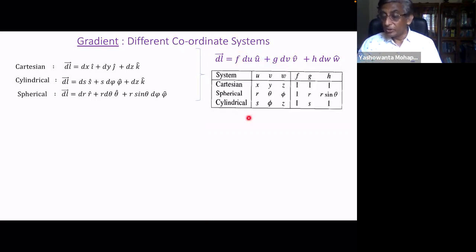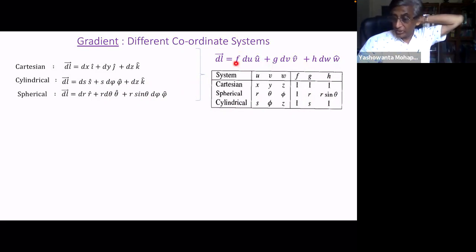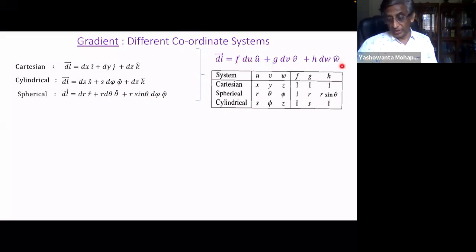And so f, g, h are the weights which make the differential element have the dimension of length. In Cartesian coordinates, of course, the f, g, h are all one. That's why dl is dx, dy, dz. In spherical, u is r and v is theta and w is phi, but f is 1, g is r, since r d theta makes it a length element, and h is r sine theta, r sine theta d phi. In cylindrical coordinates, f and h are 1, but g is s here. So now you understand the definition of f. In some books, they write this as h1, h2, h3, and u1, u2, u3. It doesn't matter, but in Griffiths it is given in this notation.